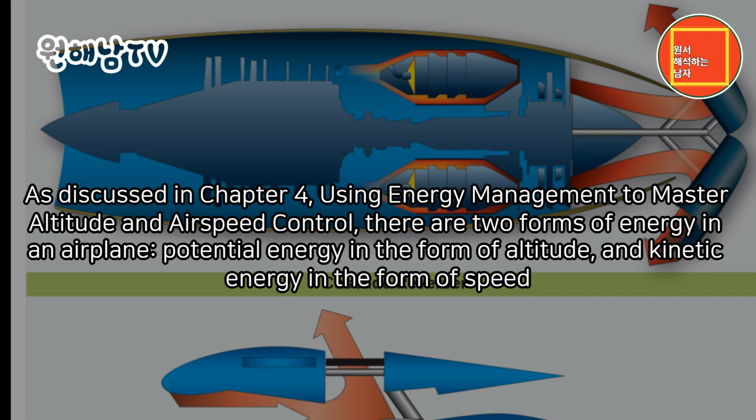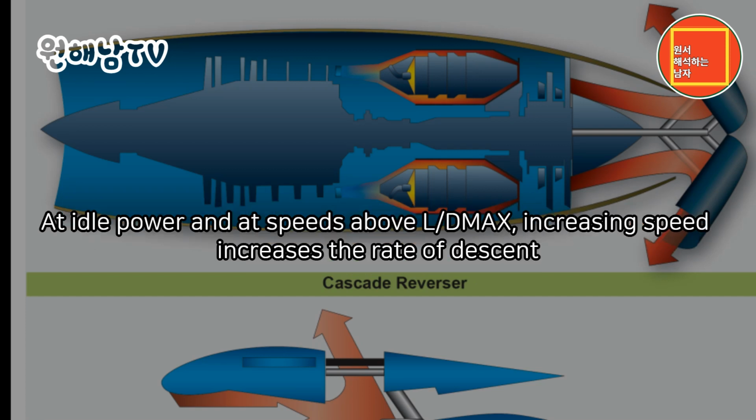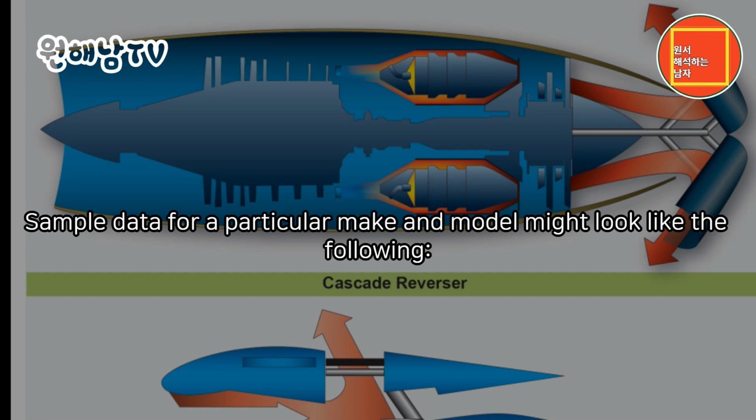There are 2 forms of energy in an airplane: potential energy in the form of altitude, and kinetic energy in the form of speed. In the normal operating regime at speeds above LDMAX, increasing speed increases total drag, while decreasing speed will decrease total drag. At idle power and at speeds above LDMAX, increasing speed increases the rate of descent. Sample data for a particular make and model might look like the following.